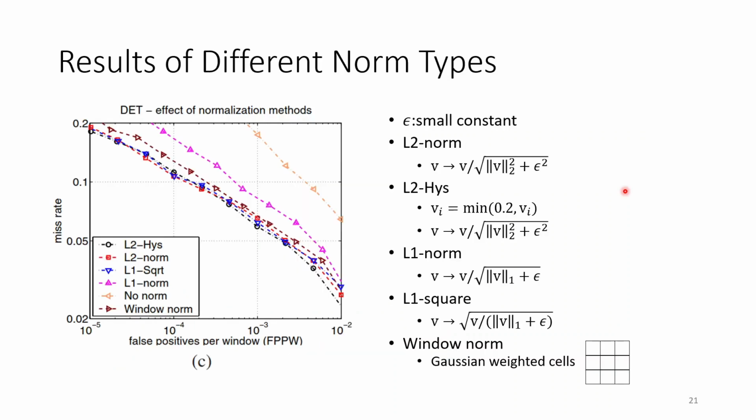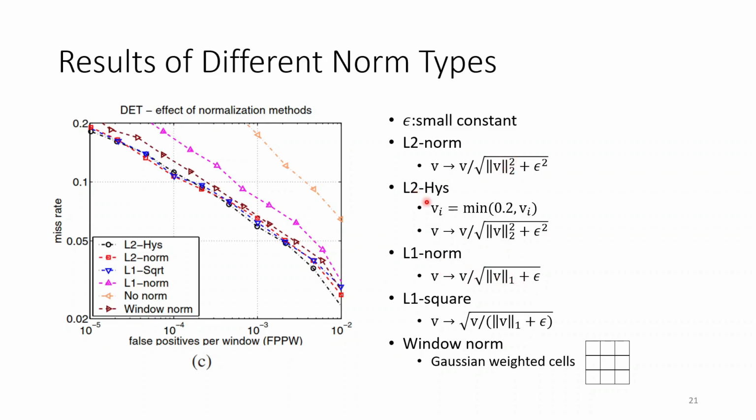And we just mentioned that there are other normalization settings, so they also tried different normalization settings. L2 norm means that no matter how large or small the original feature vector is, after normalization the norm will become 1. So there are several different normalization forms: L2 norm and L1 norm. The only difference is whether there is a square term here.